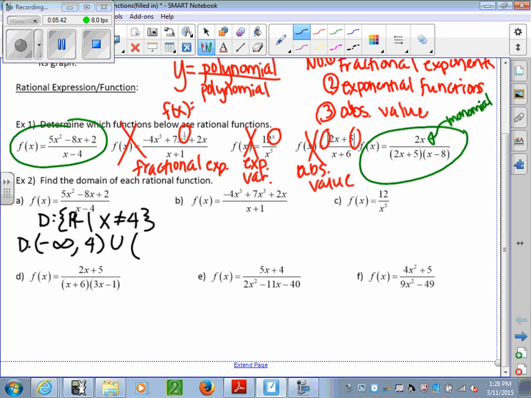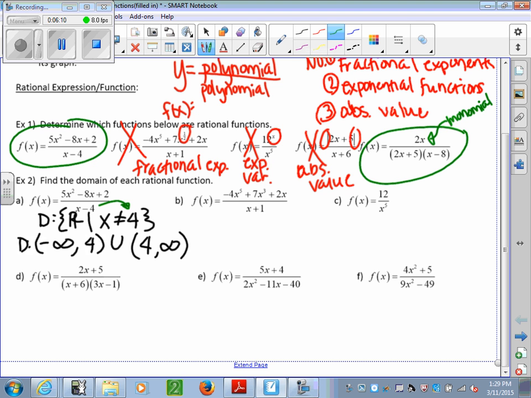And union also from 4, not including it, so I use parentheses, to positive. So basically all real numbers except for 4. Okay, so two ways to write it. Either way is fine. But a couple things you want to notice is this 4, how it relates to our denominator. Because that's important for how you actually find your domain by hand rather than just looking at the graph.